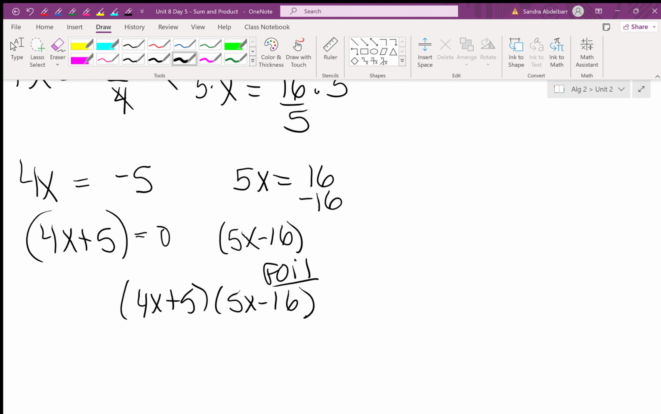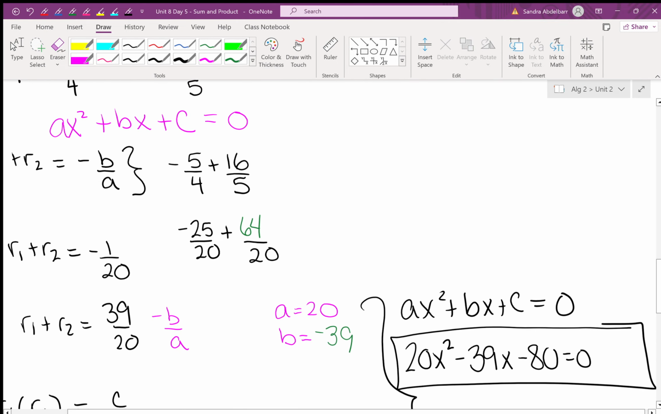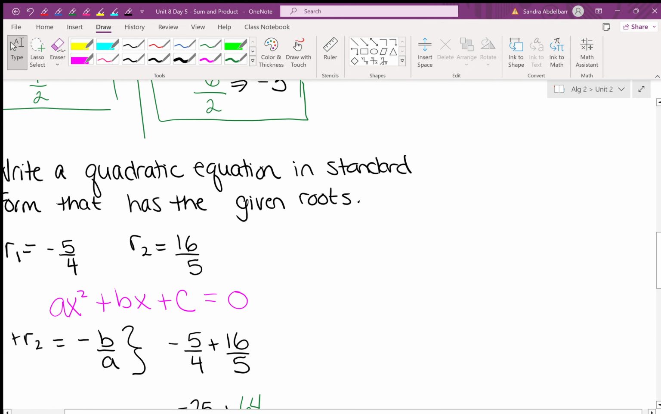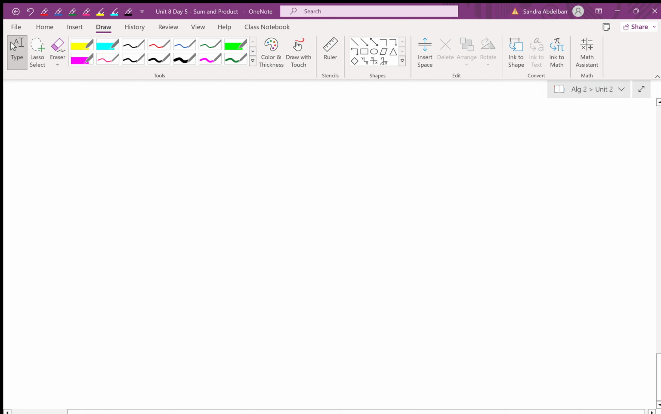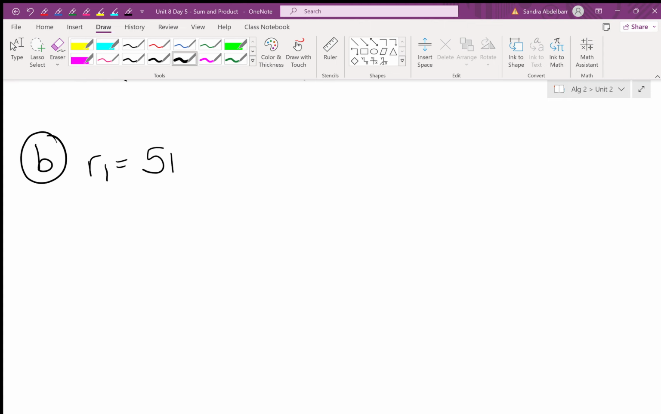All right, so let's keep going. Again, same directions. I want us to write a quadratic equation in standard form. So our root 1 is 5 plus 2i. Our root 2 is 5 minus 2i.